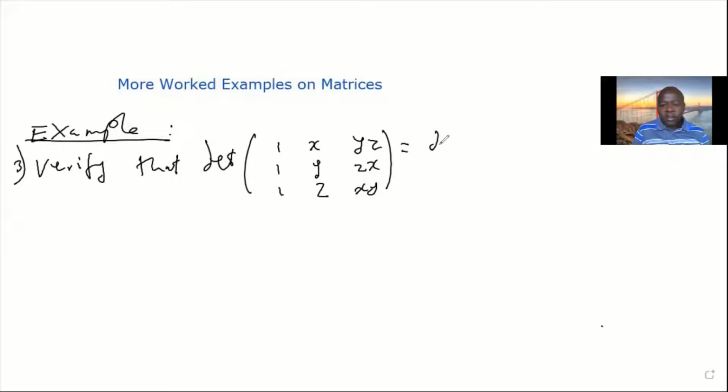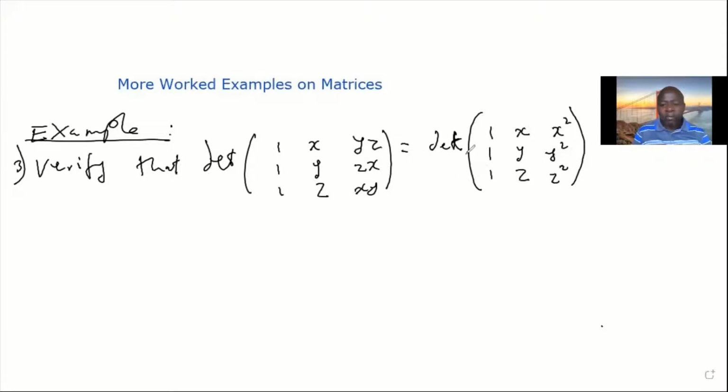is the same as the determinant of 1, 1, 1, x, y, z, x square, y square, z square. So this question just shows us that the determinant of this matrix here is the same as the determinant of this matrix. Now if you were to try to do this determinant and then do this, you will find that they are equal actually.